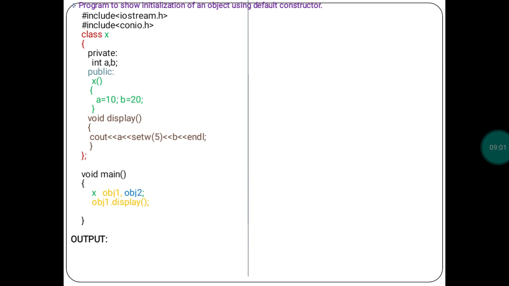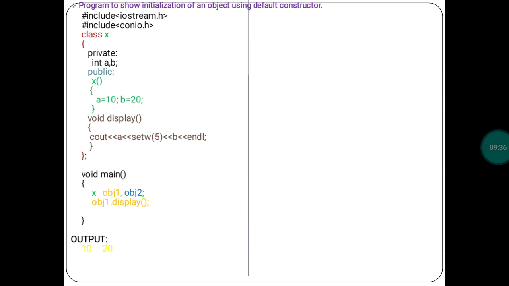And you will write object 1 dot display. Using the object we are calling the member function. Display is the member function of the class. When you call this member function through the object, that is object 1 dot display, object 1 will call your display function. In that case, it will show you a is 10 and b is 20. See the output, a is 10, b is 20, means 10, 20.